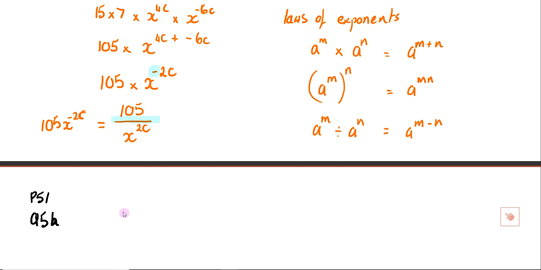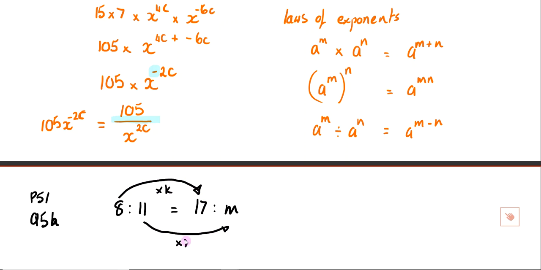Okay, so we've got a ratio, 8 to 11 is the same thing as 17 to m. Now, hopefully you saw, this is pretty much the same thing as doing the similar shapes. Because when we did the similar shapes, we set up a ratio. So we've got the same idea. We've got to figure out 8 times what gives me 17. Then 11 times that gives me what m will be. Okay?